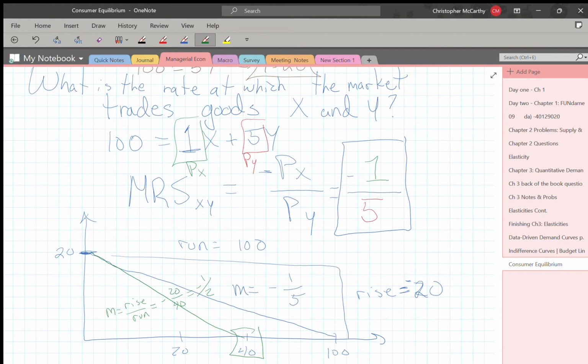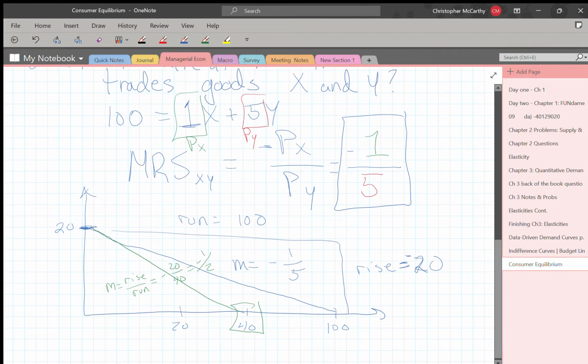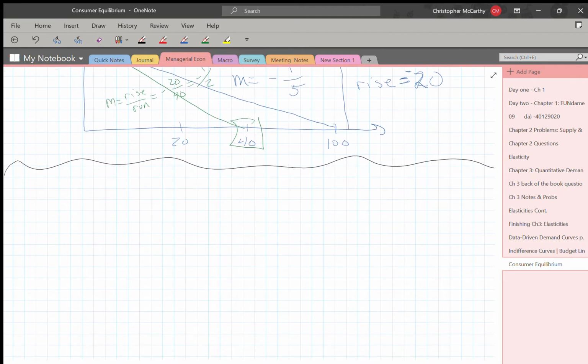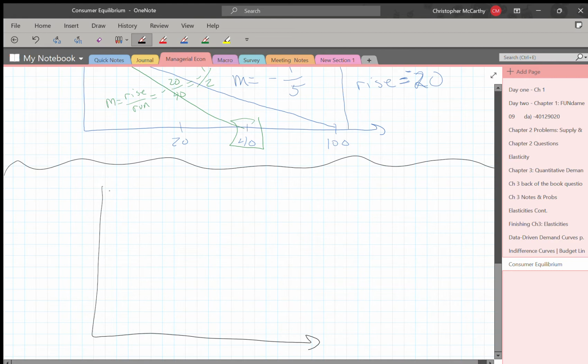So let's put them all together. Real quick, a review of indifference curves. So this still has good x and good y over here, right? Our indifference curves are telling us different levels of satisfaction.